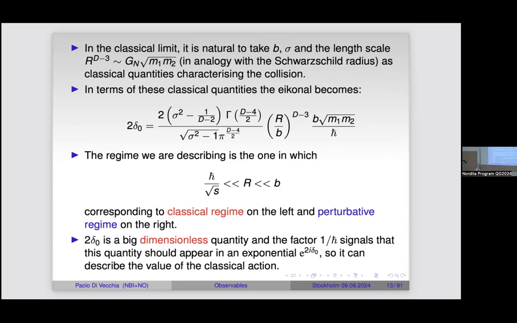In the classical limit, it is natural to take b, sigma, and the length scale analogous to the Schwarzschild radius to be classical quantities. Then you can rewrite the eikonal in this form. The regime we are describing is one in which b is much bigger than the Schwarzschild radius, which is much bigger than the quantum correction. So for h bar small, this is a big quantity, and this factor signals that it should appear in an exponential, so we can describe the value of the classical action.